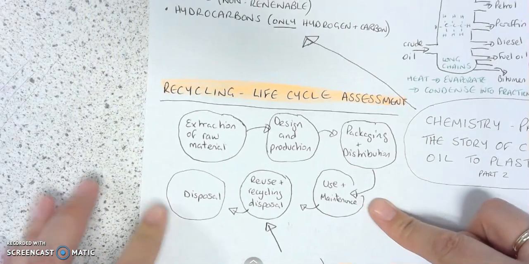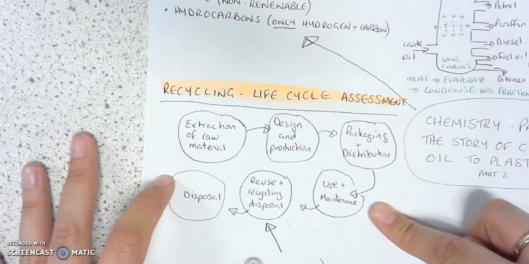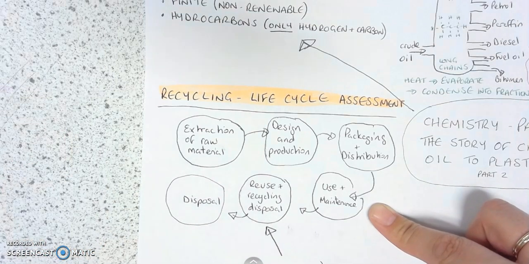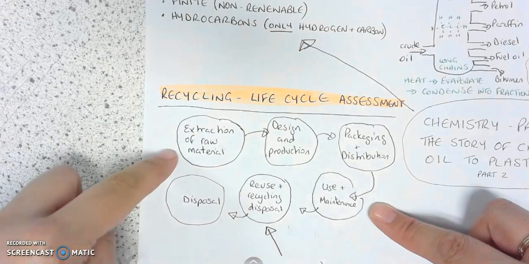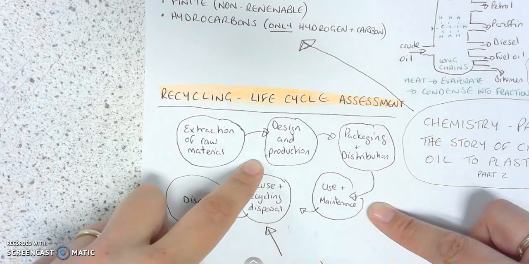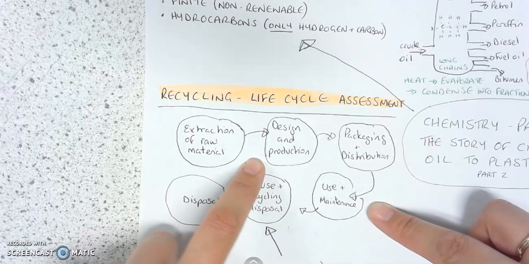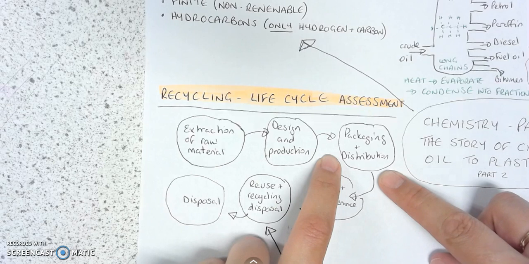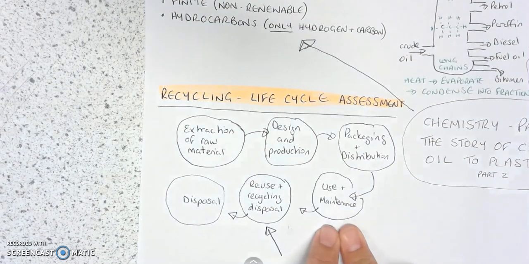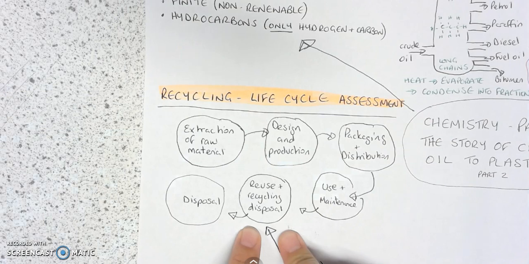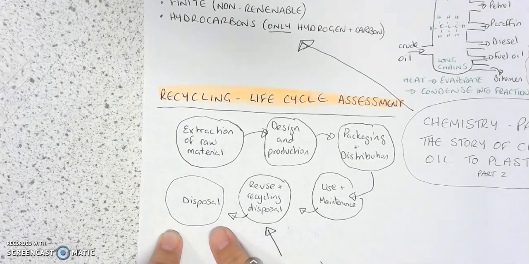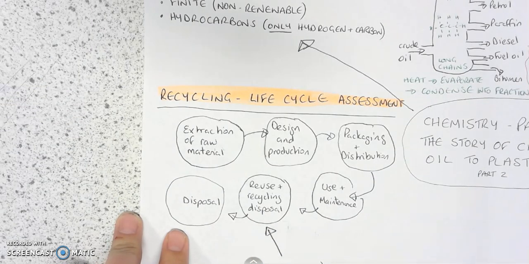Now, the other thing I just want to mention while I'm here is this recycling life cycle assessment. This is carried out to look at products and look at their life cycle. So we look at extracting the raw material, which is what we've talked about, the design and the production of that material, the packaging and distribution factors, the use and the maintenance of it, the reuse and recycling, and lastly, how do we dispose of it? And obviously a lot of plastics nowadays just end up going into landfill sites and don't actually break down. And you're seeing this more and more on the news.